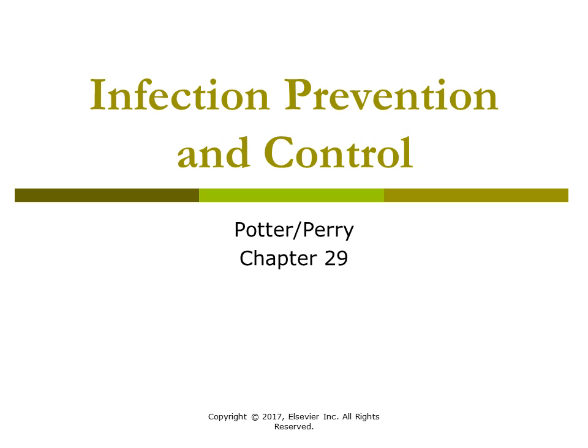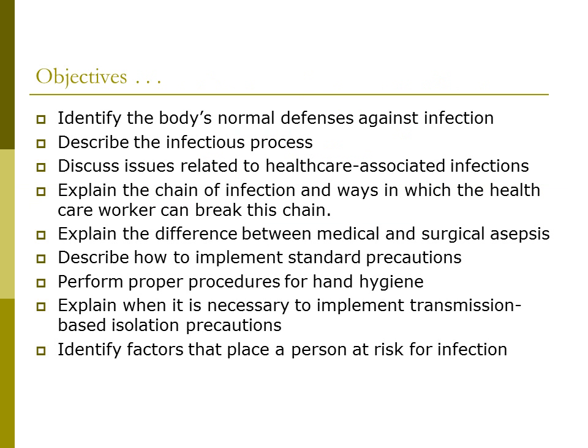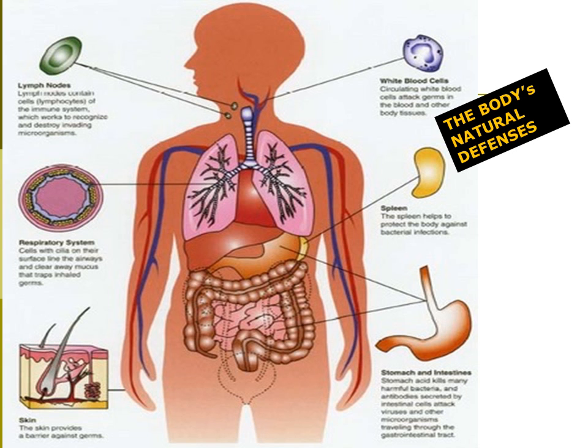Increases in multi-drug resistant organisms, healthcare acquired infections, and concern about diseases such as hepatitis B and hepatitis C, HIV infection, and tuberculosis require a greater emphasis on infection prevention and control techniques. So the body's natural defenses include the lymph nodes, respiratory system, the skin, your white blood cells, your spleen, and your stomach and intestines.